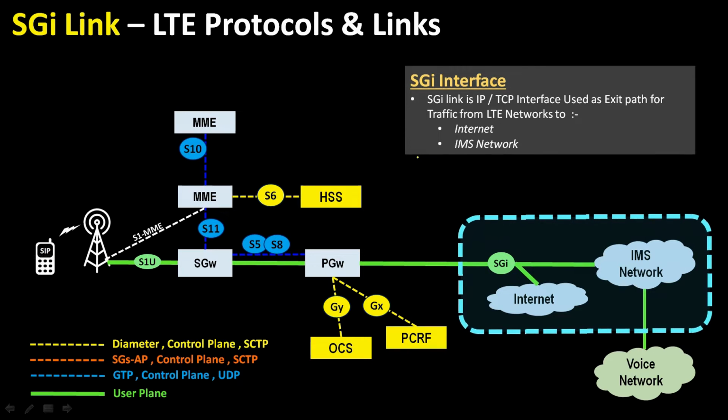The SGi link is used between the P gateway and its breakout towards the internet or IMS network. This is a highway for the exit of traffic all the way out from the LTE network.